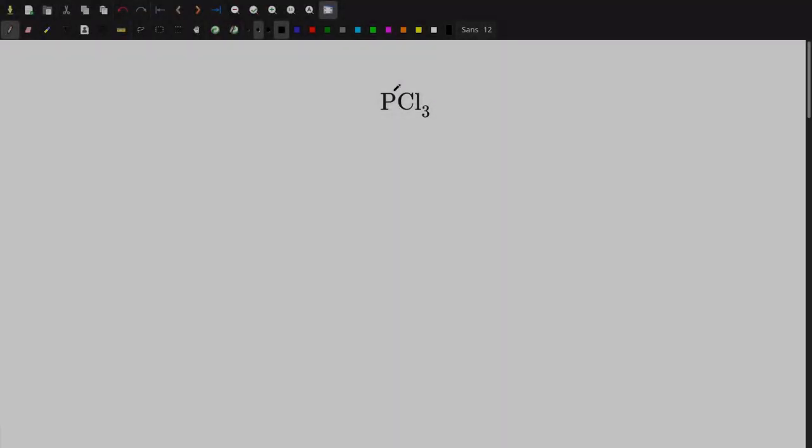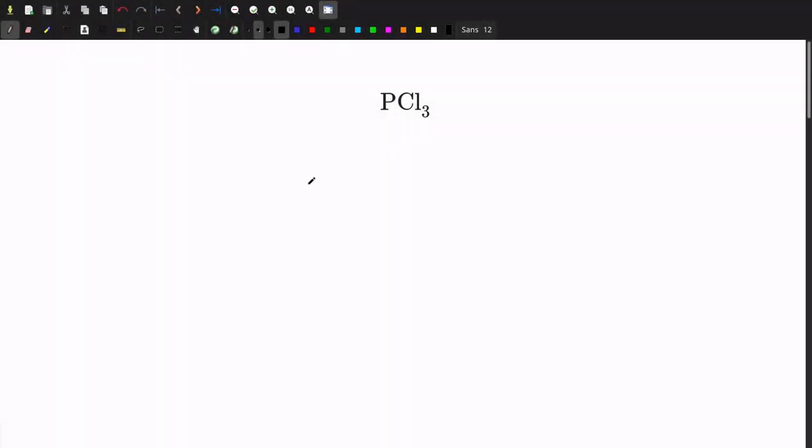Hello, in this video we're going to learn how to draw the VSEPR structure for phosphorus trichloride. First thing we need to do is get the Lewis dot structure. We'll identify the types of atoms we have. We have phosphorus, we have chlorine. Phosphorus gives us 5 valence electrons. Chlorine gives us 7 valence electrons.